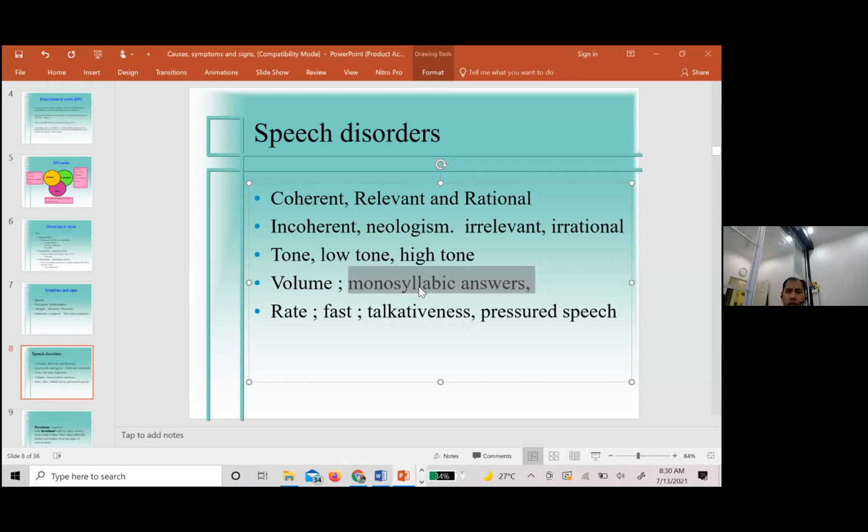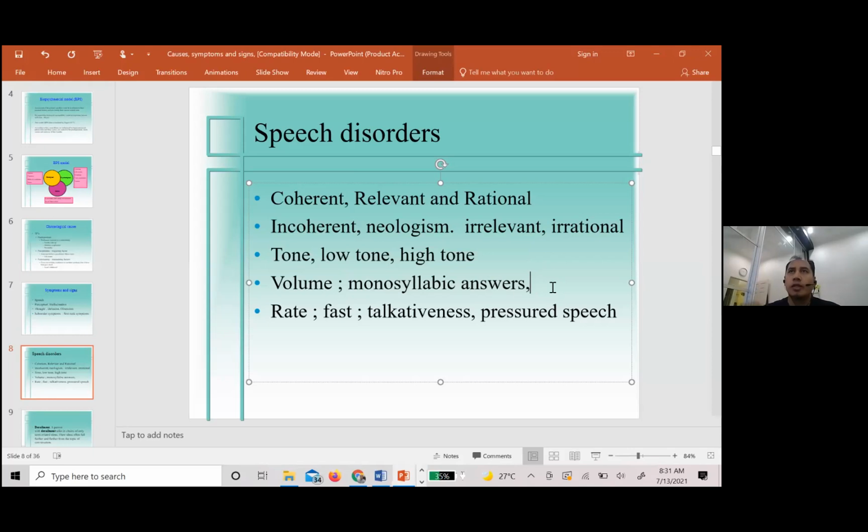What's an example of a monosyllabic answer? In what condition does it commonly happen? Depression, okay, correct. Any more? Dementia, also correct. Anything else? Panic disorder. Panic can, but usually we're talking about depression and also schizophrenia, understand? But there is another normal condition, I would say, among the medical students too. Okay, that's very common also.